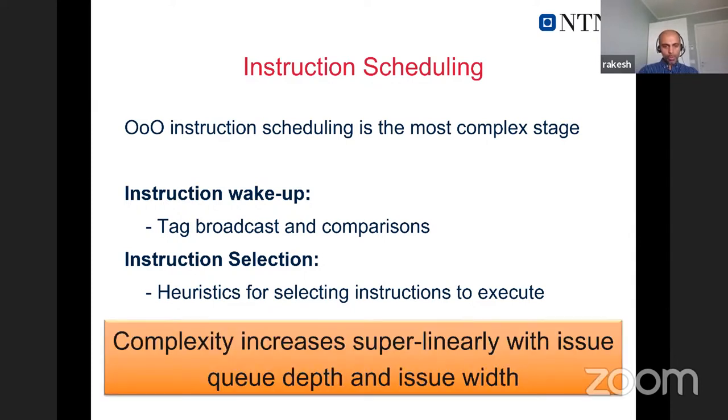And the complexity of these operations increases super linearly with issue width and depth of the issue queue. This is because, for example, as you increase your issue width, that means you can execute more instructions in parallel, so more instructions will finish execution in parallel. That means you need to broadcast more tags and more comparators will be needed to check if the instructions which are waiting have their operands ready or not. Similarly, when you increase the queue depth, there are more instructions in the queue, more comparisons. You need to choose among more instructions, so more complexity. So scaling a conventional out-of-order scheduler is quite complex.